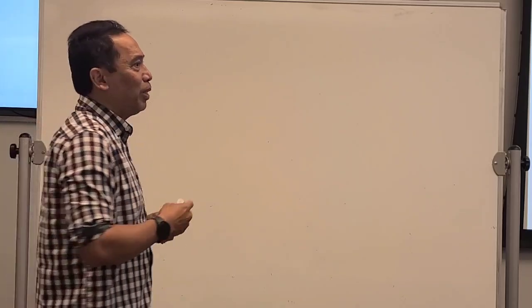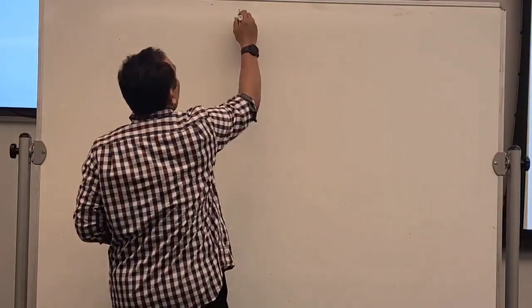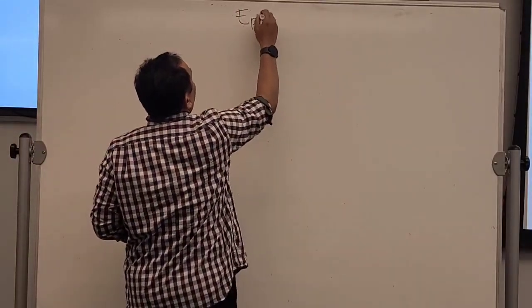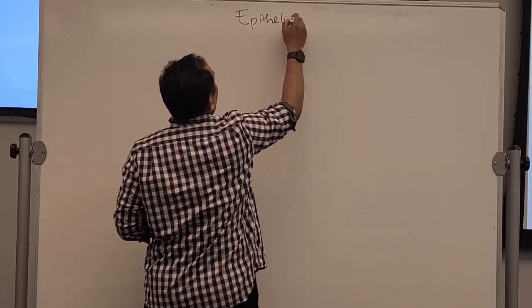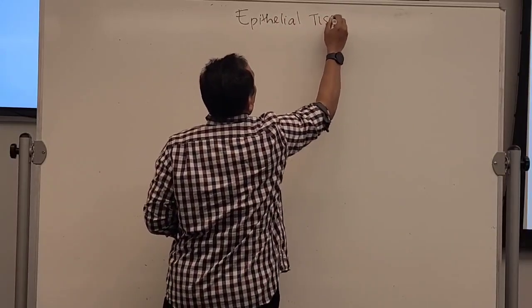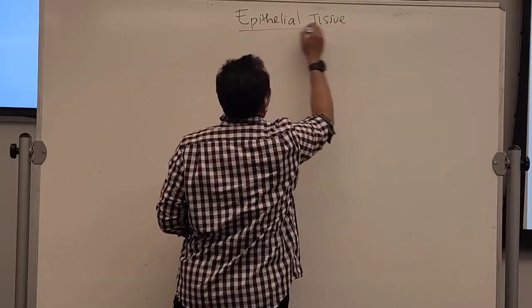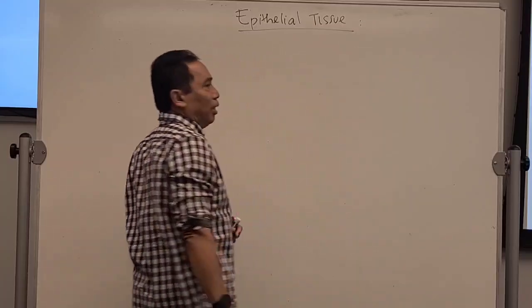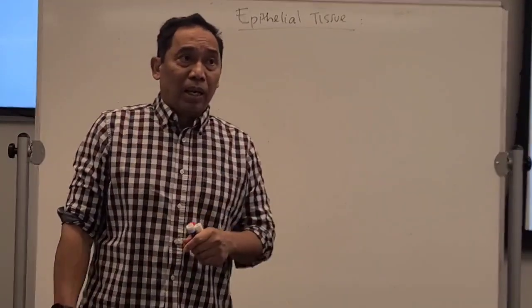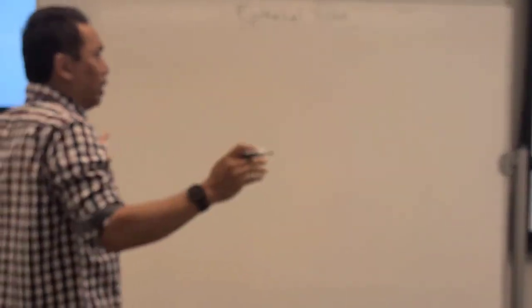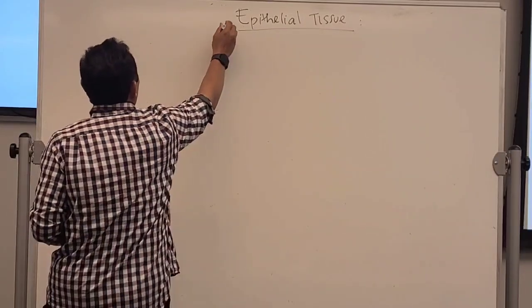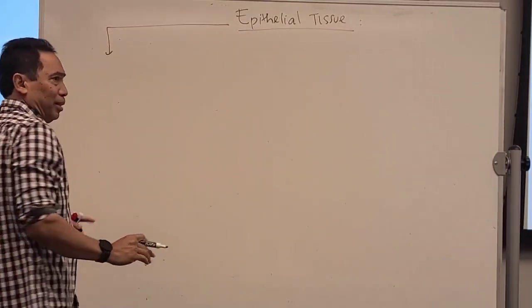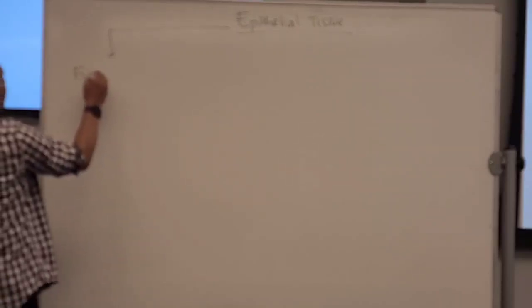Okay, we start with the ET, epithelial tissue. Epithelial tissue can be divided into several types based on, first, function. We're going to use function first over here.